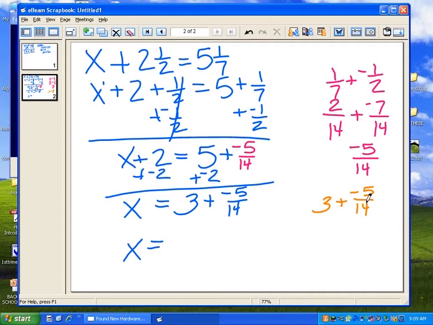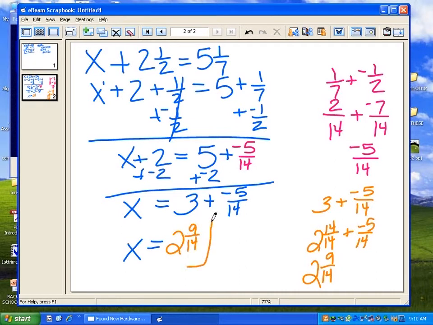So you have two options. You can borrow from a whole and make it 2 wholes and 14/14ths. Or you could change the whole thing into something over 14. Which would you like? 2 wholes and 14/14ths. All right, so let's do that, because this is a 1 and this is a 2, so it makes a 3 because they're being added together. Plus that -5/14ths. So you have your 2 wholes, and then 14 plus a -5, which makes 9/14ths. And so x is equal to 2 and 9/14ths.